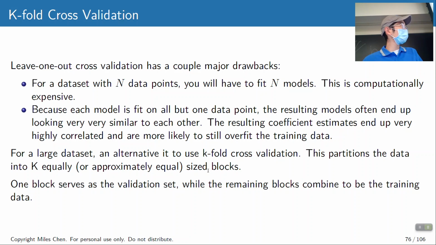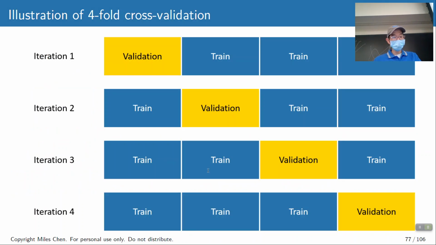And each block serves as the validation set, and the remaining data combine to be the training data. So if we did four-fold cross-validation, you would take your data and divide it into 4 chunks, and you would train on these 3, and this one would be the validation set. In iteration 2, you would train on the other 3, and this is the validation set. In iteration 3, that's the validation set. Iteration 4, this is the validation set.